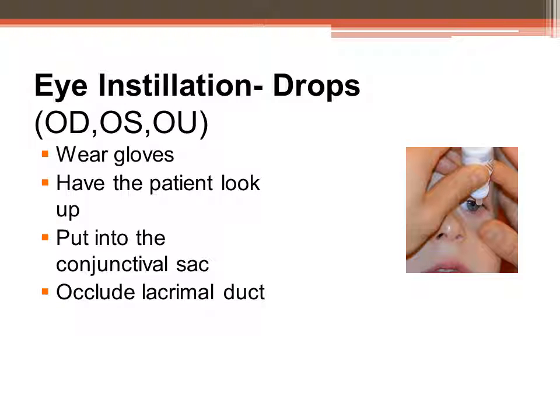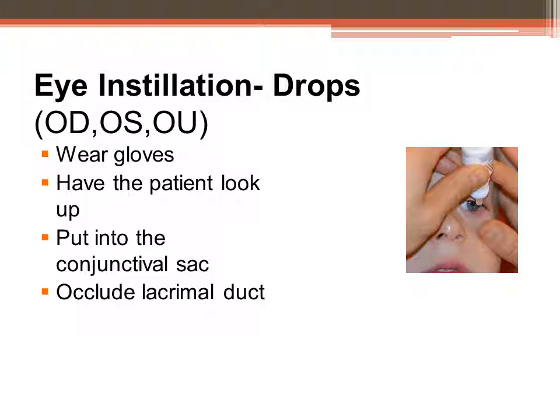For ophthalmic medications, we have the patient look up and we instill the drops into the conjunctival sac, not directly on the eyeball. The conjunctival sac is the space between the eyeball and the eyelid. Take care when handling ophthalmic medications. Don't touch the tip of the bottle with your hands or to the eye. We want to keep it sterile to avoid infection. This is why we wear gloves when we apply eye drops.